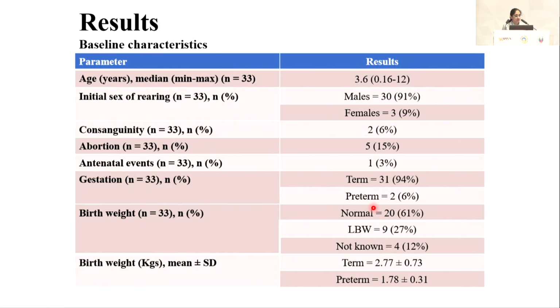The median age in the study cohort was 3.6 years. Out of these 33 patients, 30 patients were initially reared as males, and the rest of the 3 patients were initially reared as females. History of consanguinity was present in only 2 patients. 20 patients had normal birth weight. Low birth weight was found in 9 patients and was not known in 4 patients.